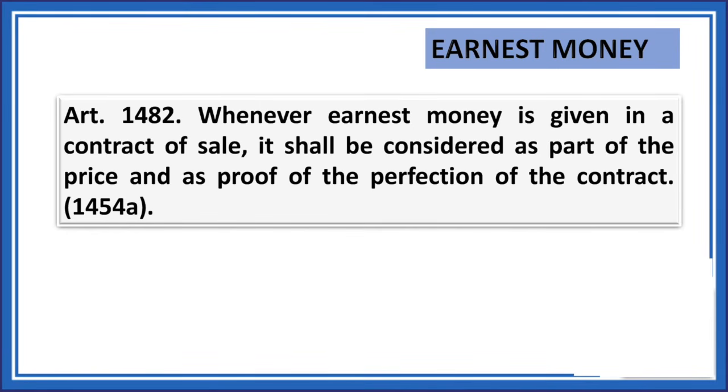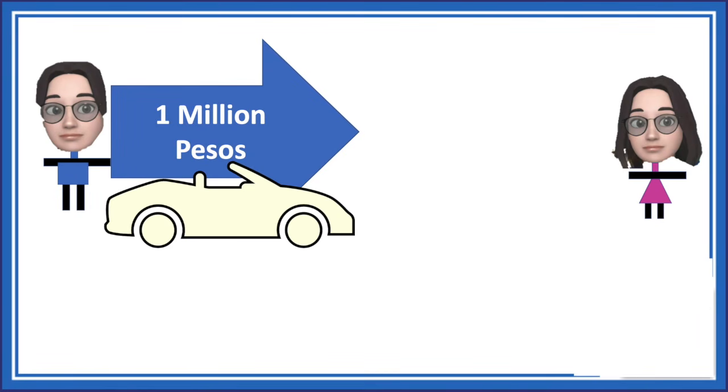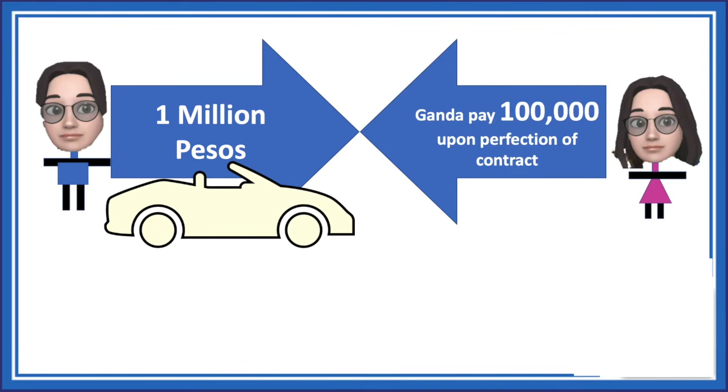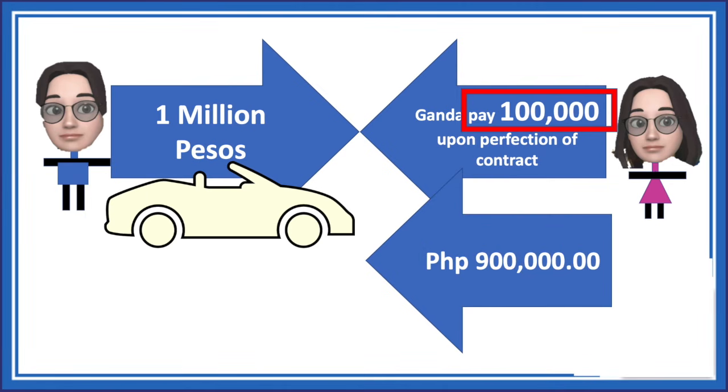So, example, if si Pogi sells his car to Ganda for 1 million pesos, payable within 1 month, and so to show Ganda's earnestness, nagbigay na siya kagad ng 100,000 to Pogi upon the perfection ng kanilang kontrata. So, etong 100,000 pesos is the earnest money. And at the end of the 1-month period, si Ganda ay kailangan na lang magbayad ng 900,000 pesos. Kasi yung earnest money na naunang binayad ni Ganda kay Pogi, 100,000 pesos is part na ng purchase price. So, idededuct ngayon yun sa balance ni Ganda.